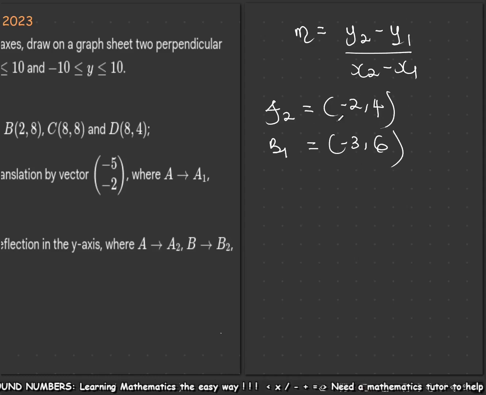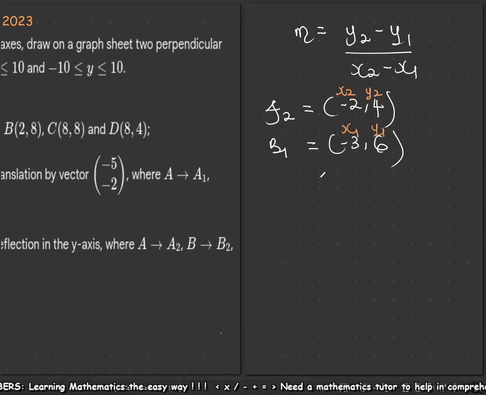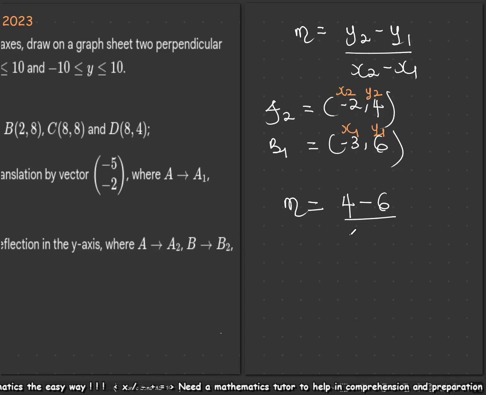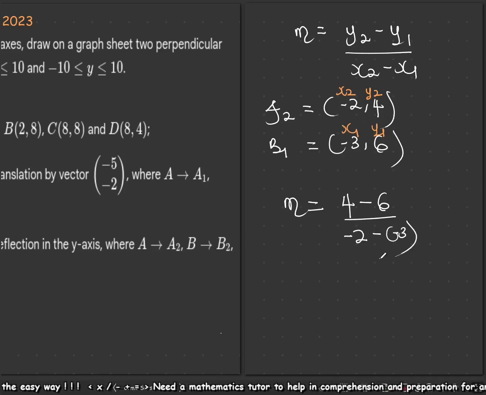Hence, let A2 be our (x2, y2), and that of B1 becomes our (x1, y1). Hence, substituting, we have our gradient M being equal to y2, which we have said is 4, minus y1, which is 6, all over x2, which is negative 2, minus x1, which is a negative 3.